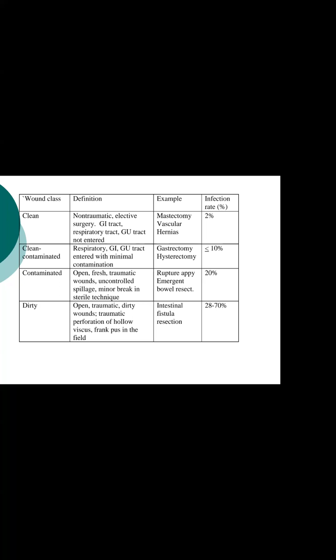Now let's move on to the two complicated ones. Contaminated wounds: inflamed appendectomy, bile spillage, diverticulitis, rectal surgery, penetrating wounds, open fresh accidental wounds, major break in the sterile technique. Gross spillage from the GI tract, non-purulent inflammation, rupture. These all are contaminated wounds. There, the infection chances are almost 20%.